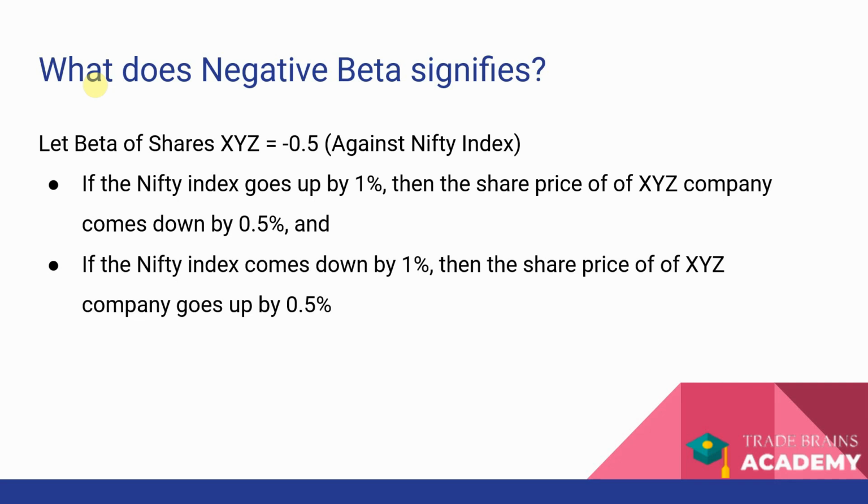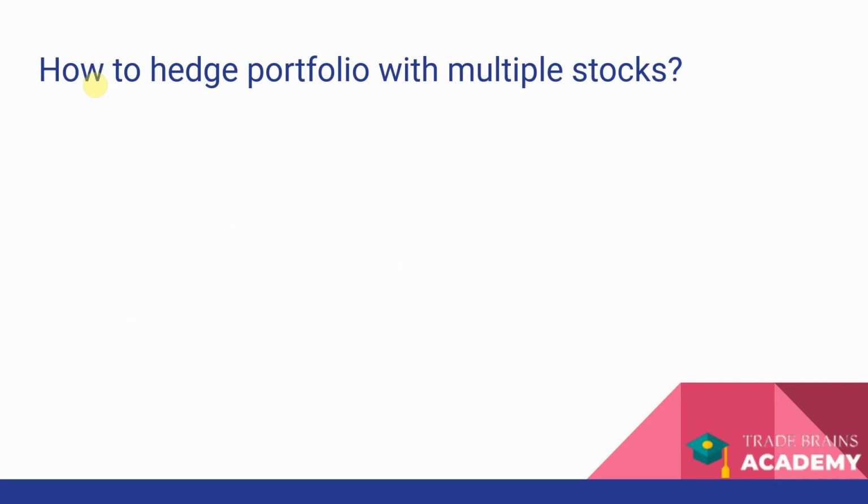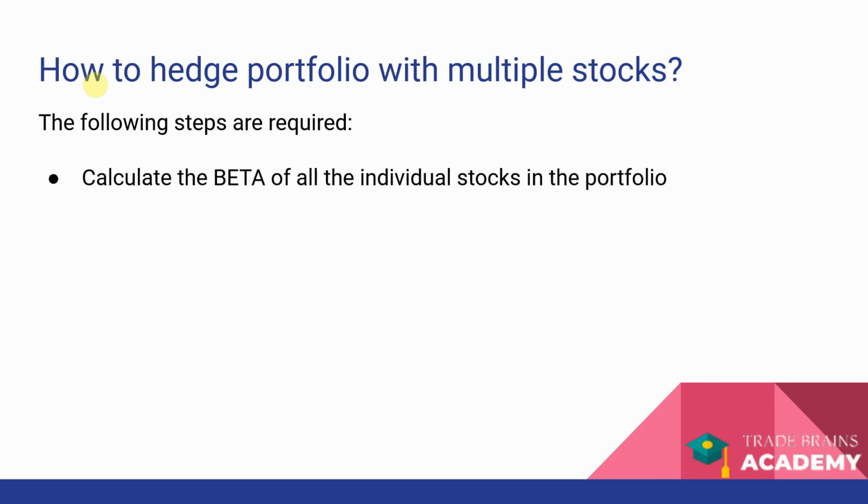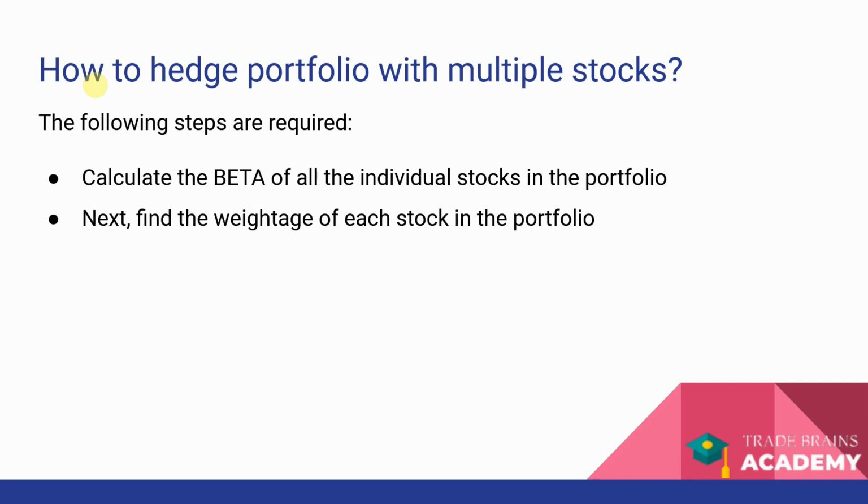And now this is the most important part of this chapter, as to how one hedges a portfolio with multiple stocks. This is the most practical example which will help us. The following are some of the steps which we have to follow. The first is we have to calculate the beta of all individual stocks in the portfolio. Basically, we have to find out the correlation of each and every share against the index. And then we have to find the weightage of that particular stock in the portfolio.